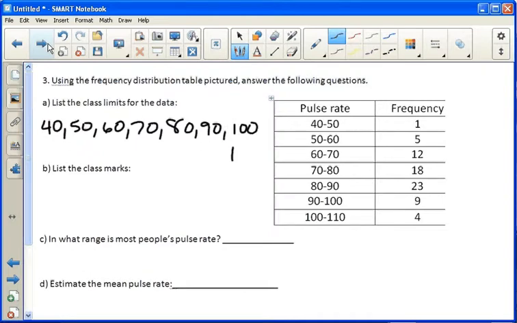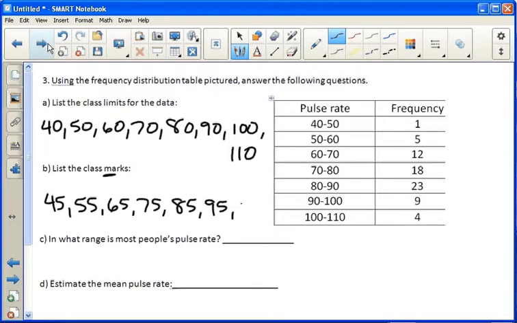The class marks, just remember M means midpoint, so the marks are the midpoints. So that would be 45, 55, 65, 75, 85, 95, and 105.